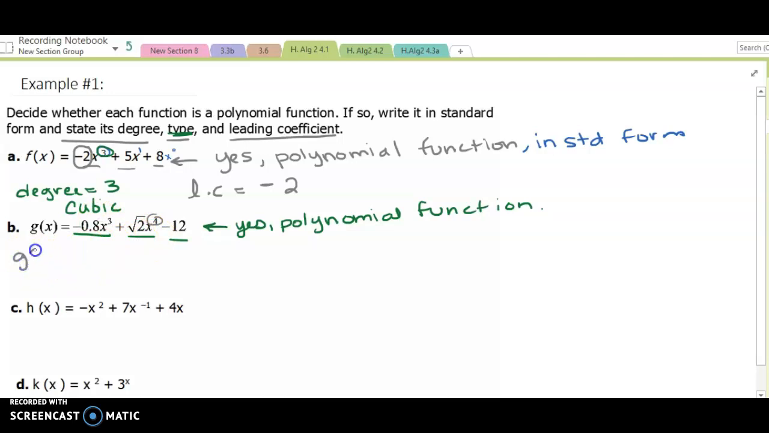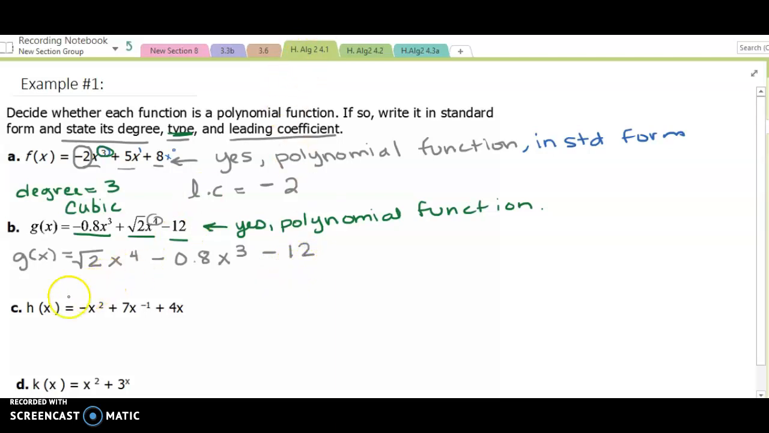So we're going to rewrite this as g of x equals, now notice the square root of 2 is only over the square root. The square root is not over the x to the 4th. Okay, so square root of 2 outside of the square root is x to the 4th. Okay, the next highest exponent is 0.8 x cubed, and then we have a -12. Okay, so this would be in standard form.